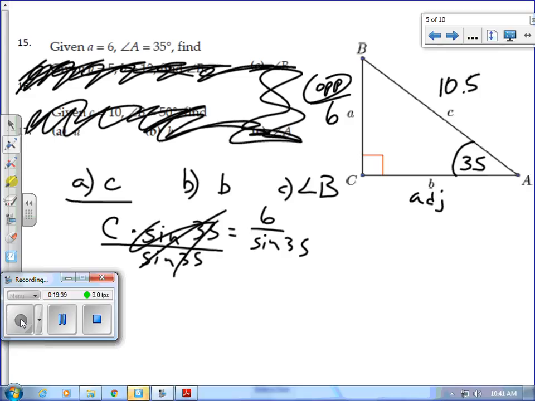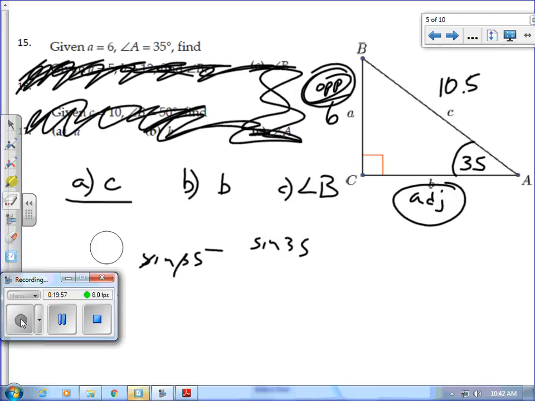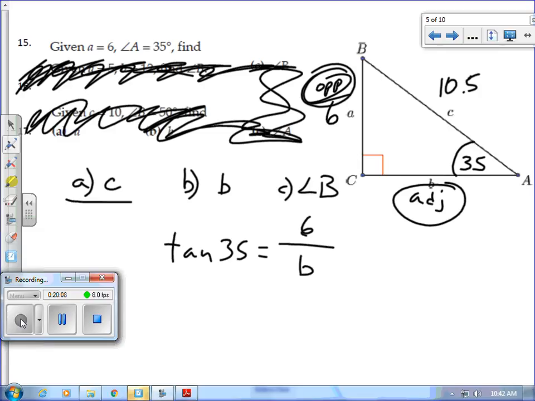If we want B, which is the adjacent side, let's go ahead and use what we knew in the original, which was the opposite side. Opposite is what we know, adjacent is what we want to know. So opposite and adjacent in SOHCAHTOA is which one? Tangent. So tangent of 35 is equal to opposite, 6, over adjacent, unknown, b.